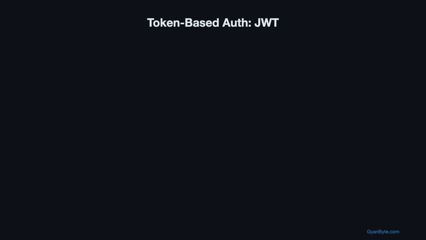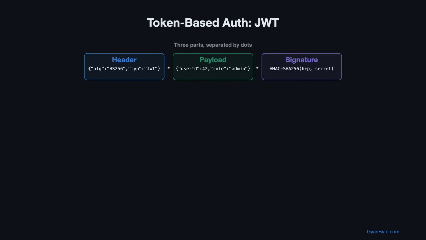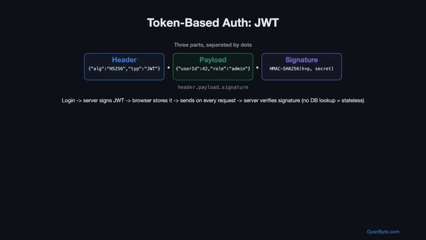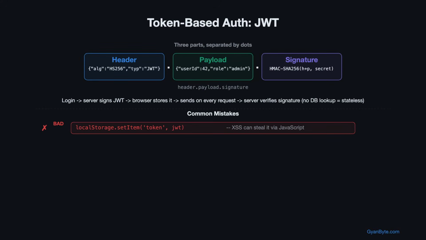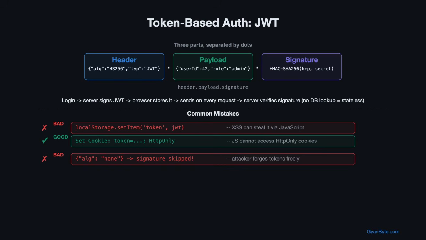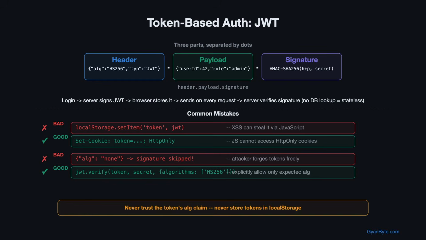The alternative to sessions is JWT, a token with 3 parts: header, payload, and signature. The signature is the key. If anyone tampers with the payload, it simply won't match. 2 mistakes I see constantly. 1. Storing the token in local storage. Any cross-site scripting on your page steals it. Use an HTTP only cookie instead. 2. The null algorithm attack. The attacker strips the signature and your server accepts it. Always hardcode the allowed algorithm in your verify call.